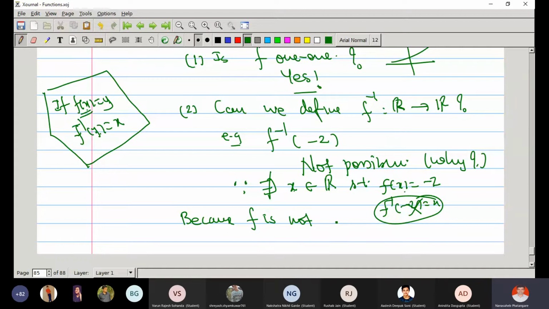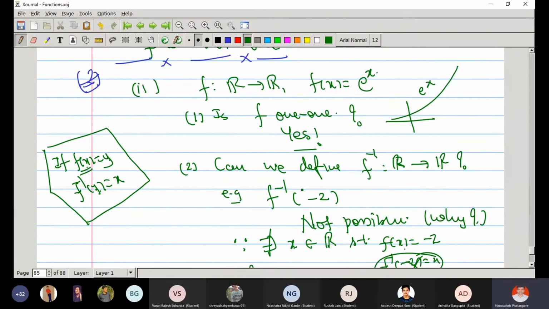Why is there a problem? Which property? f is not onto. That is a problem because for -2, -3 or negative numbers there is no pre-image, and so we cannot actually define an inverse function. So even though f is 1-1, since it is not onto, it is not possible to define an inverse function.